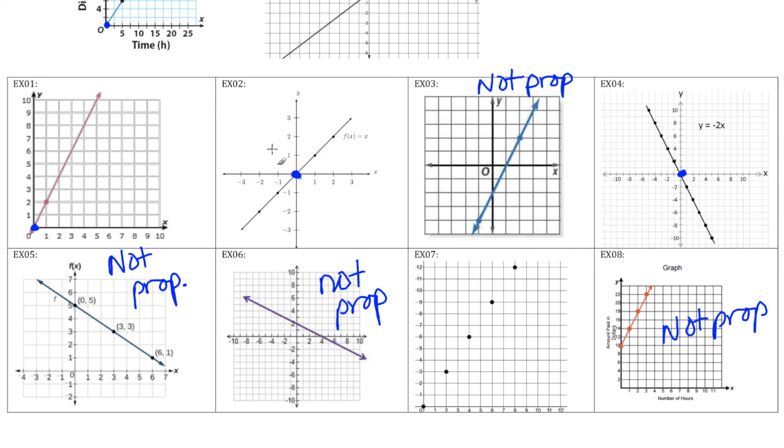Okay, now we have to make sure they're straight lines. So straight line, so this is proportional. Straight line, proportional. Straight line, even if it's going downward or shifted this way, it's still proportional. It's still a straight line. And this one, even though it's disconnected, it's still proportional. All right, cool. The next part.